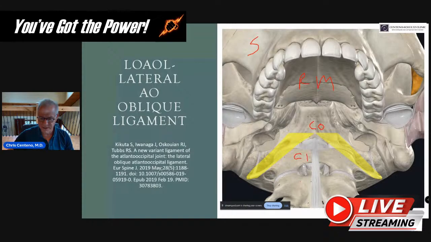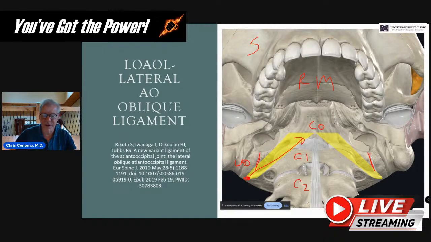What's interesting about the lateral AO oblique ligament is that it goes from the transverse process here of C1 up to the front of the skull. And what's also interesting is that the AO ligaments, and we inject these a lot posteriorly, also start at the same place, that transverse process, and also go to the skull, but they do so in the back. So that one's called the lateral AO ligament. And again, that one can be injected posteriorly.